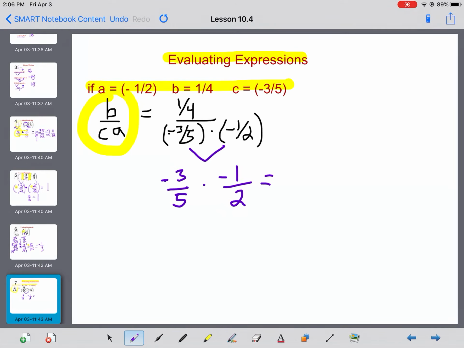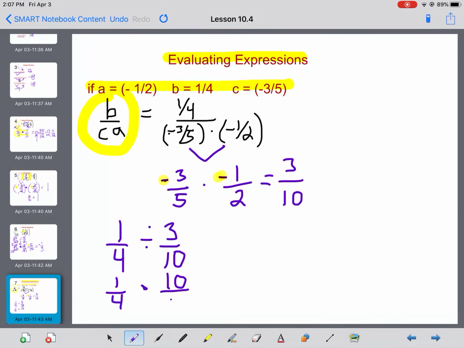So what do I end up with? I end up with, well, 3 times 1 is 3. 5 times 2 is 10. I asked myself, is it negative or positive? Positive. I have 2 negatives, same signs, it means it's positive. So now I have 1/4 divided by 3/10. So it might be helpful to write it out like this for you if you don't like that fraction bar. 1/4 divided by 3/10. My next thing that I can do is I need to multiply by the reciprocal.